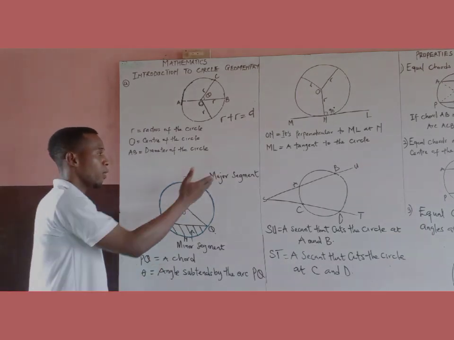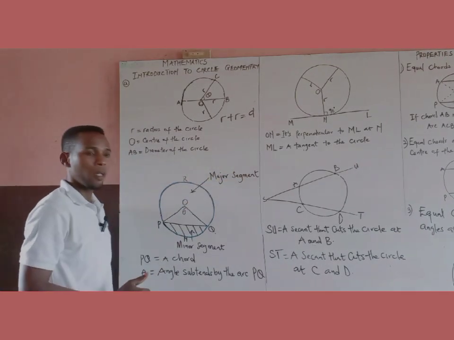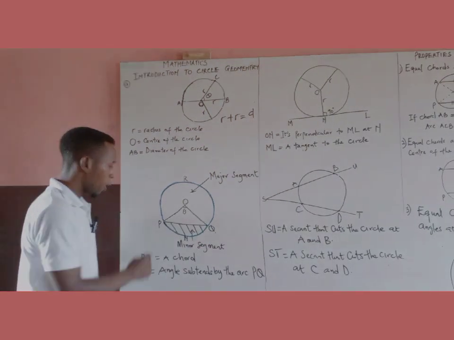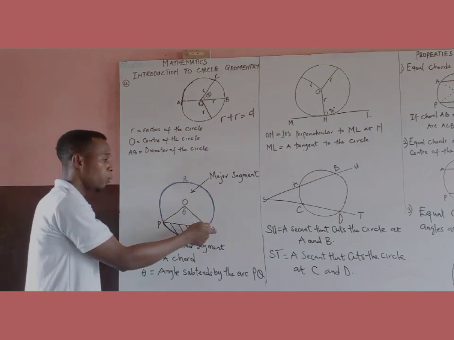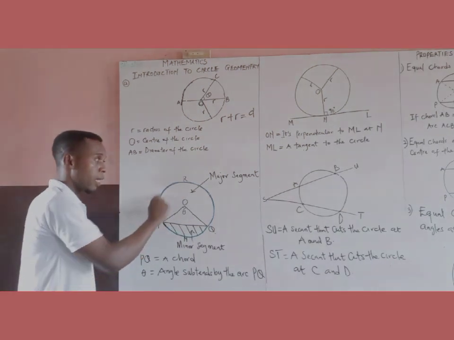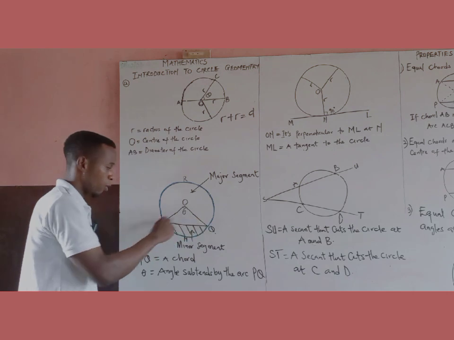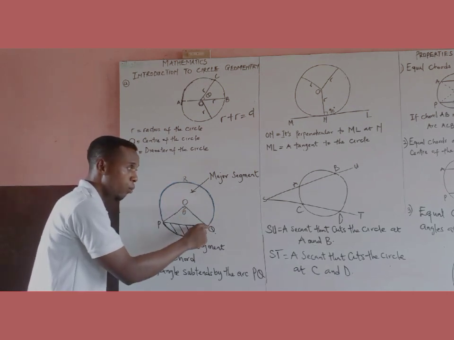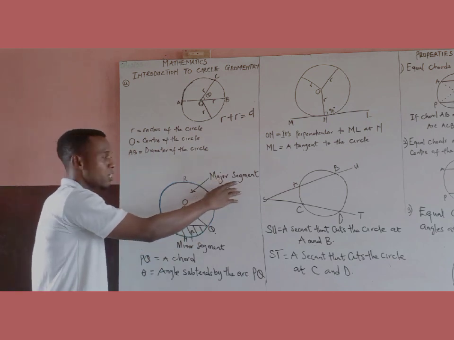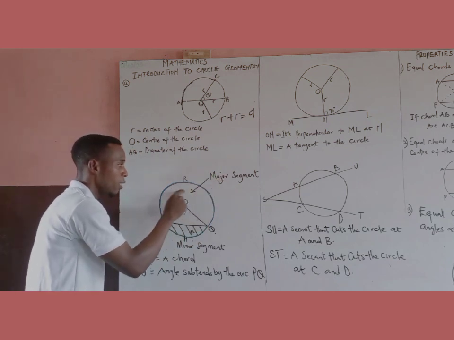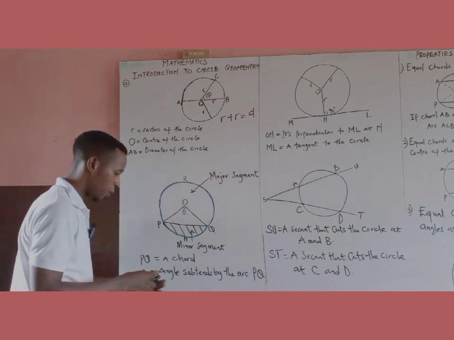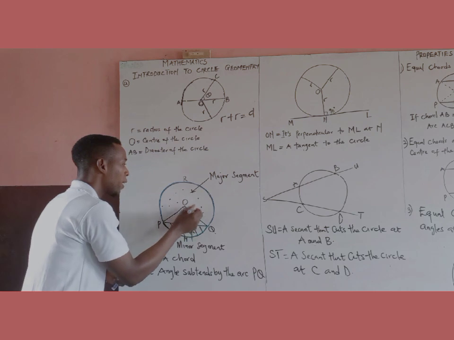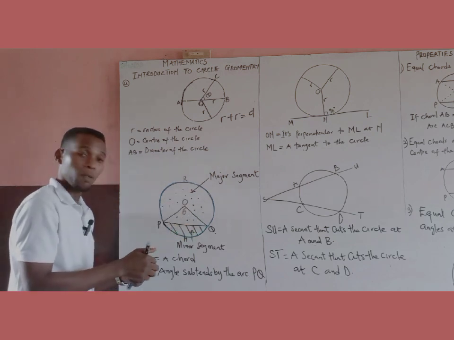Now, let's go to this part. Here we have major segments and we have minor segments. PRQ, the line with blue color that runs from P down to Q, is the major segment here. This part is the major segment.